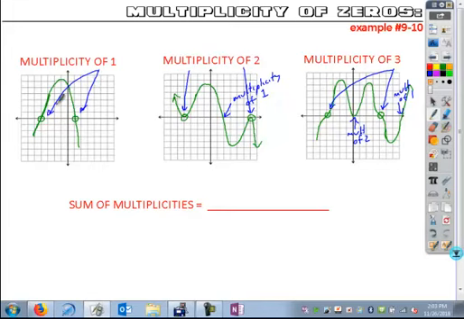Does everybody kind of see the distinction between those? What the graph kind of looks like as it goes through? Okay, so what that means is at this zero right here, so at 1, 2, 3, negative 4, this is the factor x plus 4. We're going to see a multiplicity of 3. So the factor that corresponds with that part of the graph is x plus 4 cubed.